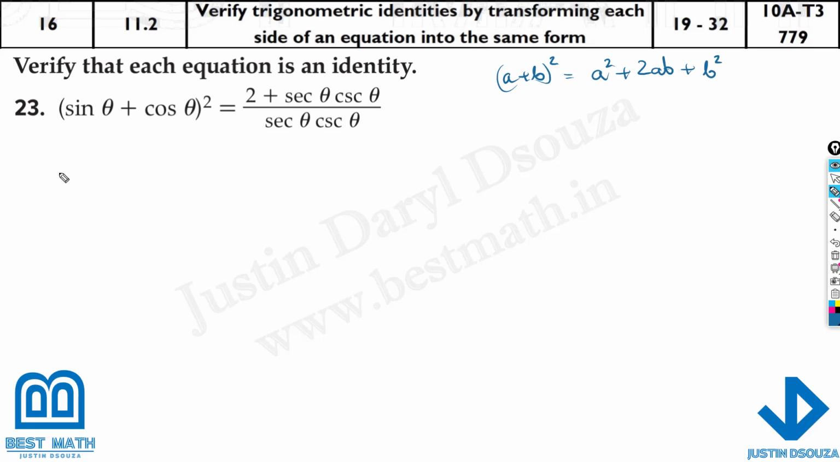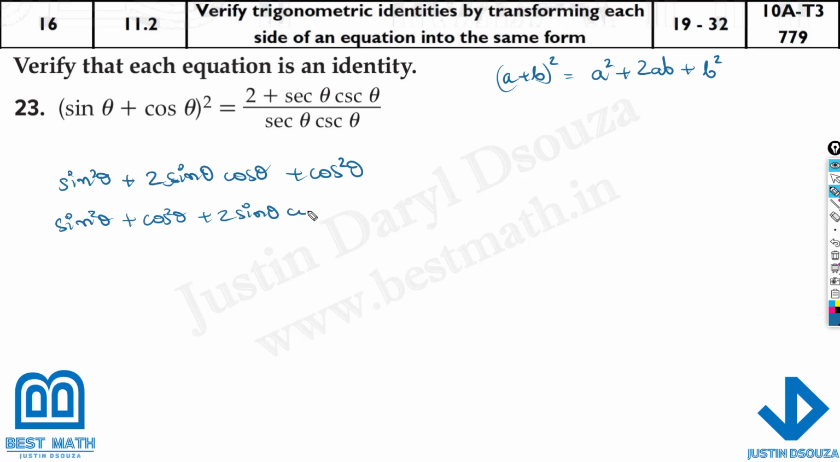So let's use the identity. The first term becomes squared, that is sine squared theta plus 2 times sine theta, and we have cosine theta, and plus cosine squared theta. So this is the simplification of the left side. Now what can we do with the right side? Wait a minute, I can even simplify further over here. What is sine squared plus cosine squared? It's 1, right? See, if I write this up together, sine squared theta plus cosine squared theta plus 2 sine theta cosine theta. Here this becomes 1 plus 2 sine theta cosine theta. So this is the simplified version of the left side.